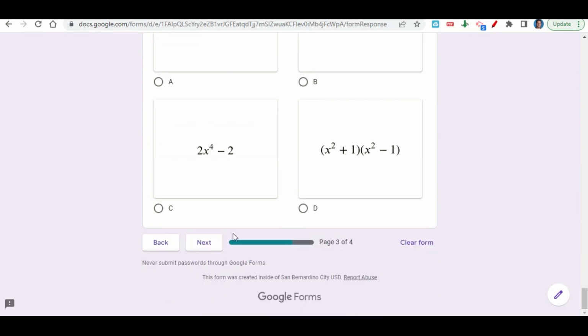When we get to the end of this assignment, go ahead and click next. This will take you to your before you go. Go ahead and fill out your before you go and then submit your work on Google Classroom.